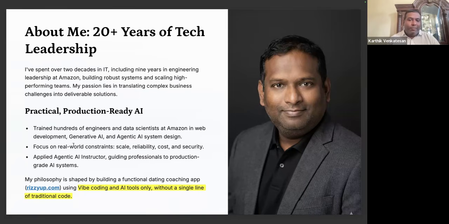No, I built this website. I don't know if you guys can see the bottom of this slide, riziup.com. Can people see? Yeah. So I built this whole website. It's been in production for at least the last 2 weeks, using vibe coding and AI tools only. Obviously, I had to do some configuration, which I again did using a code assistant. And it coaches men how to flirt using an AI chatbot.